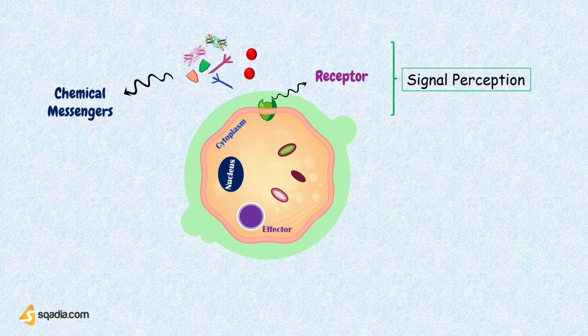So in this step, a signal is received by the cell. It happens when a ligand or a signaling molecule binds to a receptor on the surface or inside the cell. As you can see here, a ligand binds to the external receptor of a cell.